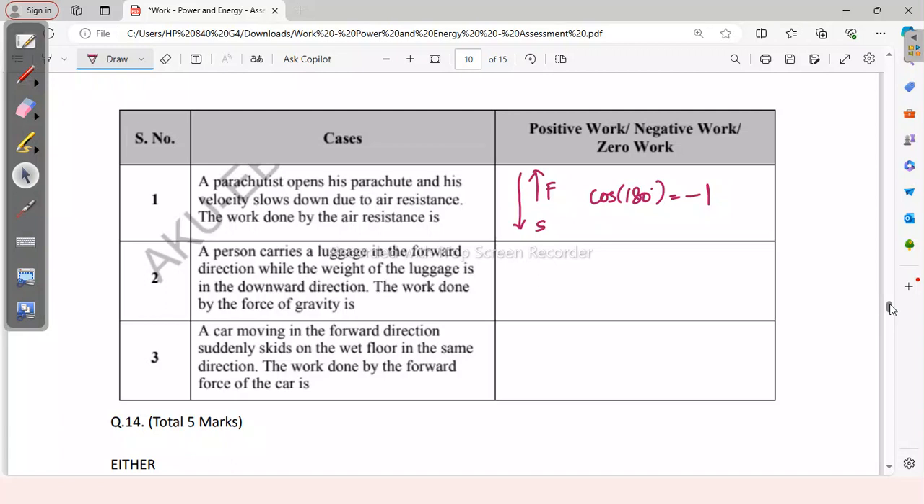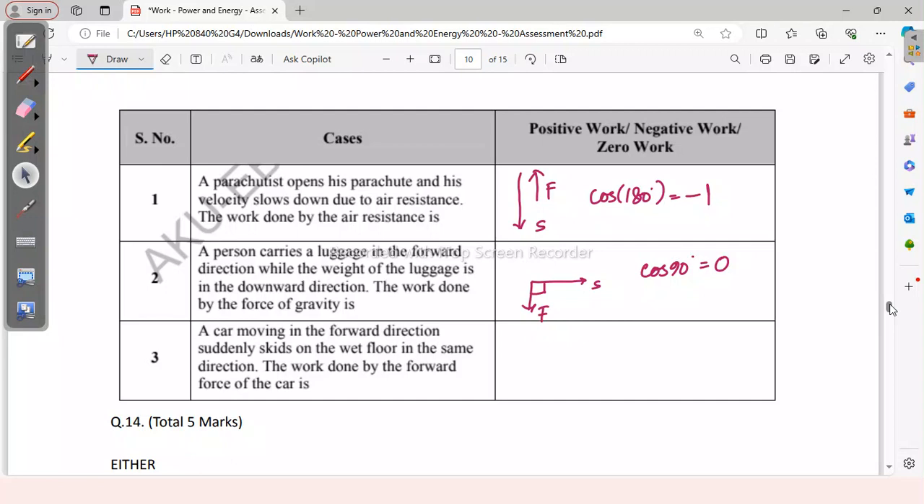A person carries a luggage in the forward direction, which is the direction of displacement, while the weight of the luggage is in the downward direction. Of course, weight is vertically downward. Work done by the force of gravity. Force of gravity is vertically downward, and the object is moving forward. What is the angle between force and displacement? It is 90 degrees. Cos 90 is nothing but 0. So you will say in this case zero work is being done by the force of gravity, because the object is not moving in the direction of gravity.